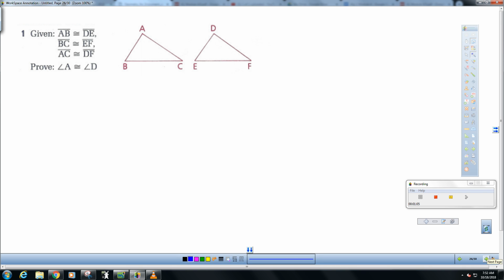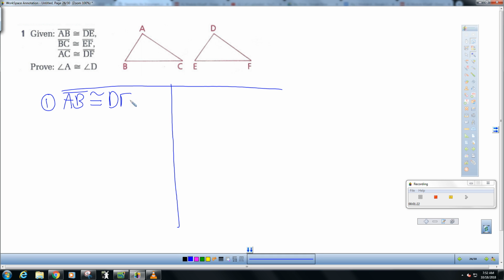So first we're going to start with an easier one. So I'm going to set up our proof. And we know we always want to start our proofs by listing out our givens. So our first step, I'm just going to copy down the information that it gives me. So segment AB is congruent to DE. BC is congruent to EF. And AC is congruent to DF.